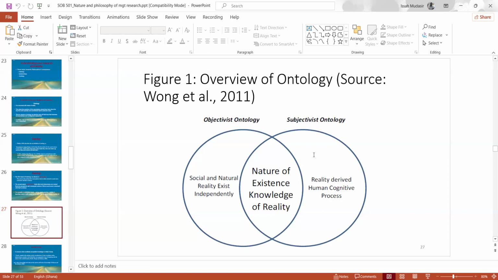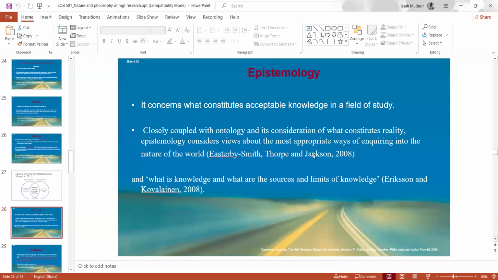So epistemology has to do with what constitutes valid knowledge. How do we know? How do we get to know what we know? Okay? So what is the right way of inquiry into an issue? What is knowledge? What constitutes valid knowledge is at the heart of epistemology. So whilst ontology is concerned with the nature of reality, epistemology is concerned with knowledge, how to know. Okay, how to know.